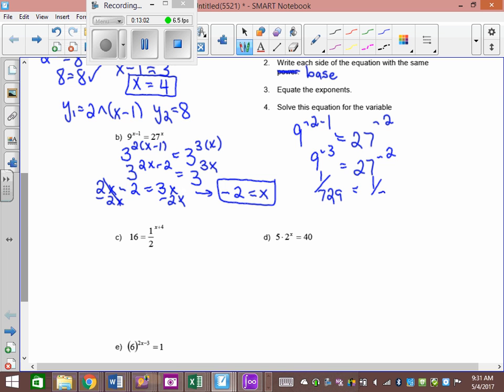And this one. Why are these 1 over 729? Why isn't it just 729? It's negative. When you have that negative, they drop to the bottom to become positive. So this would technically be the same as 1 over 9 cubed, correct? 1 over 9 to the positive 3. That's why the 729 is on the bottom.